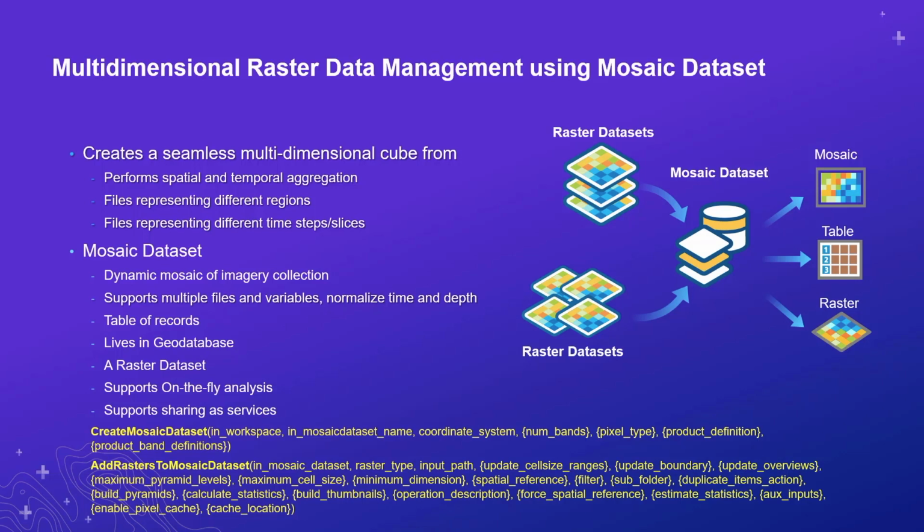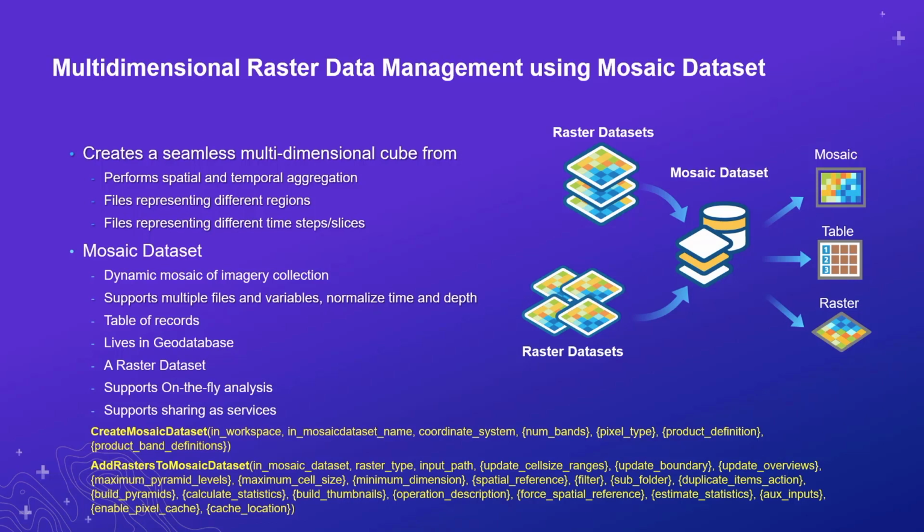It creates a seamless multidimensional cube from different datasets and performs spatial or temporal aggregation, or any dimensional aggregation for that matter. The files could represent different regions, the files could represent different time steps or depth slices or altitude, something similar. Now, what is a Mosaic dataset?